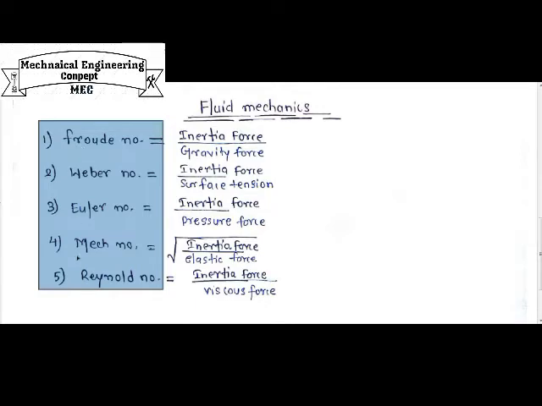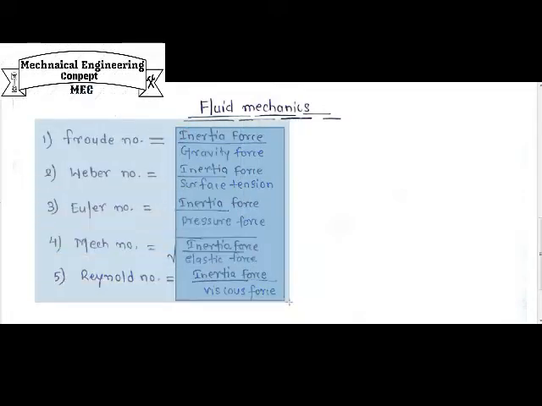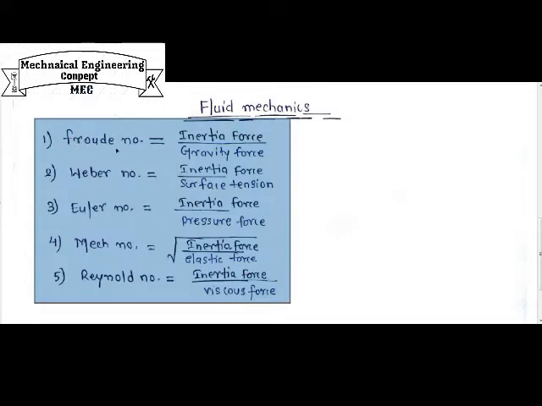As you see here, there are five different types of numbers: Froude number, Weber number, Euler number, Mach number and Reynolds number. In all of these five numbers, we can see that their numerators are similar. All of them are inertia forces. So first, all of you remember that in all of these five numbers, inertia force is common and comes in the numerator.